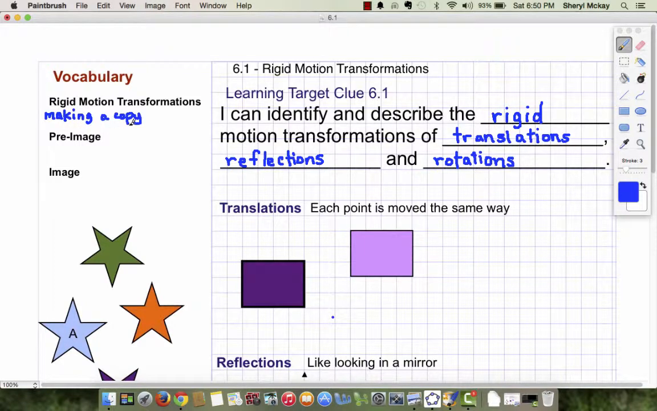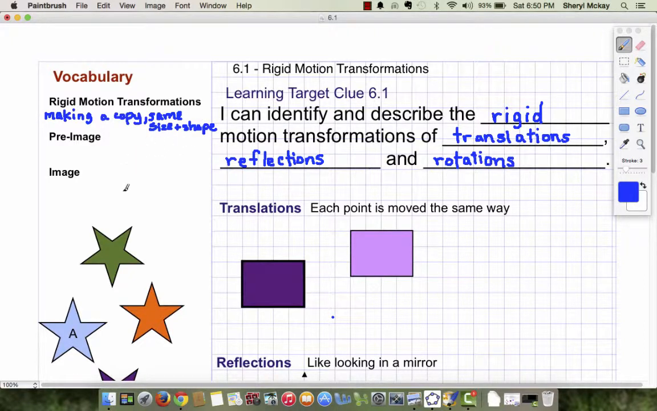But we have 3 different ways that we can make a copy. And that's what we'll be talking about with our 3 different types of rigid motion transformations. But the main idea is that we make an exact copy. Same size, same shape. Okay?